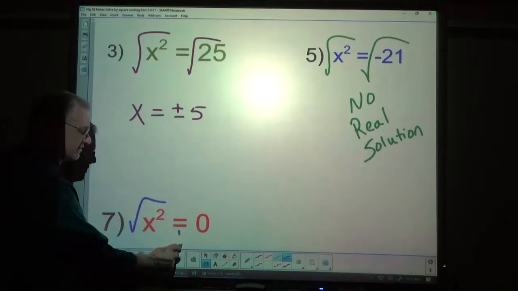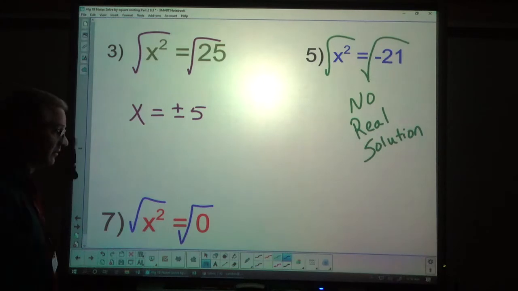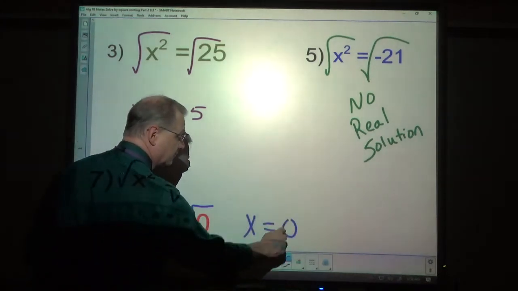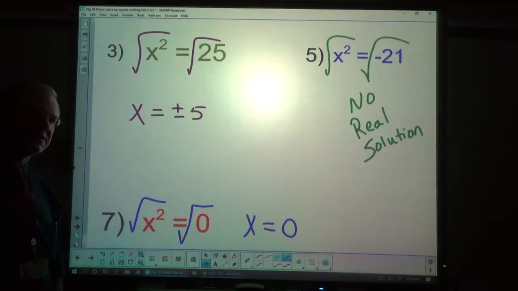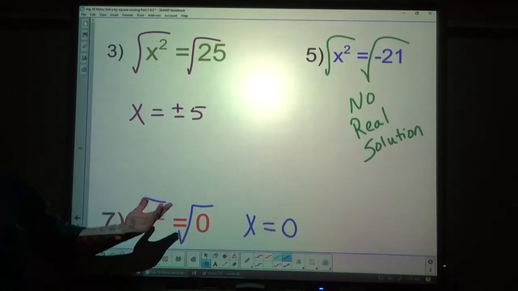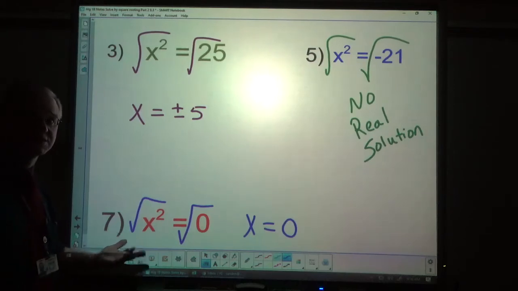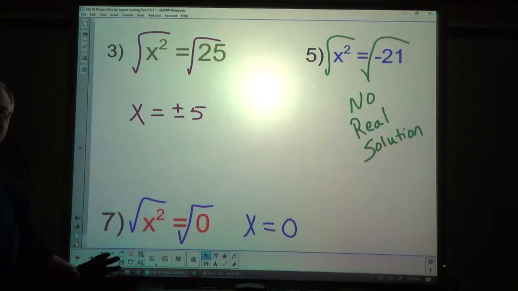Square root both sides here, and we know that the square root of 0 is 0. So x equals 0. Now I say always use plus minus, but would it make any sense to have a positive or a negative 0? And the answer is no. It doesn't make any difference whether you have a positive or a negative 0 because 0 is neutral. It's between the signs. So I'm not going to include that, though if you did include it, I would not count it against you.